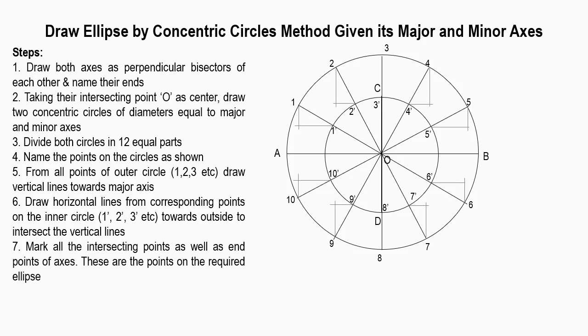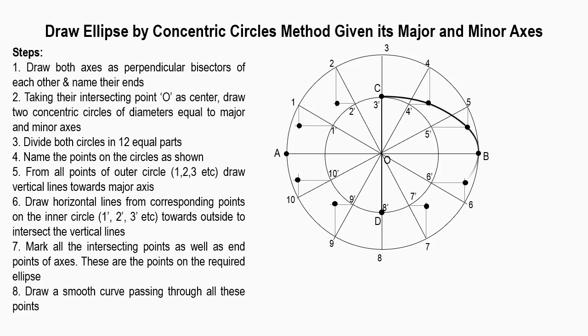After this, mark all the intersecting points and also the points on the major and the minor axis A, B, C and D. So we get a number of points like this. These are the points on the required ellipse. So by drawing a smooth curve passing through all these points, we will get an ellipse of the given major axis AB and minor axis CD.